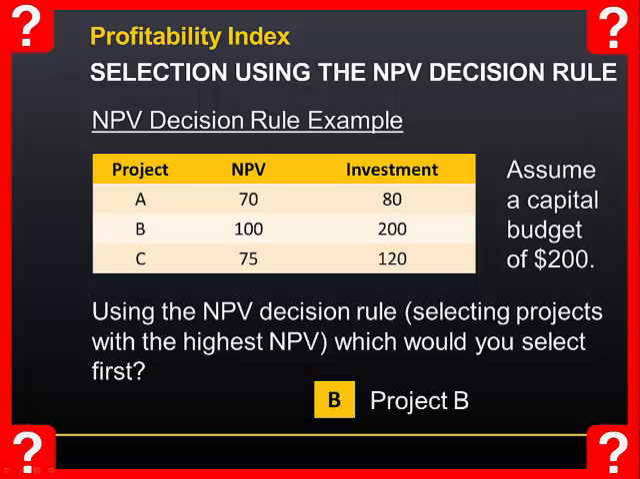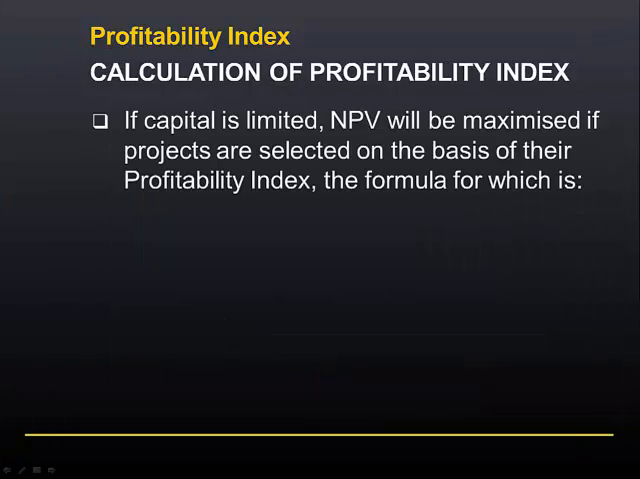The answer is project B. It has the highest NPV. After we select project B, we find that we've used up the capital available, $200. But we can do better than that.